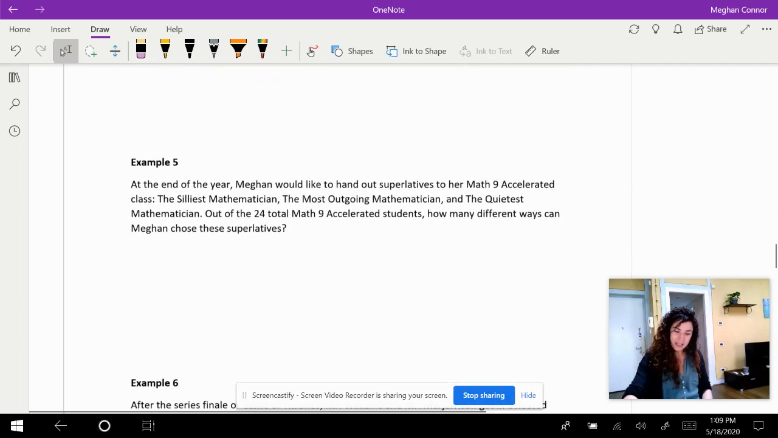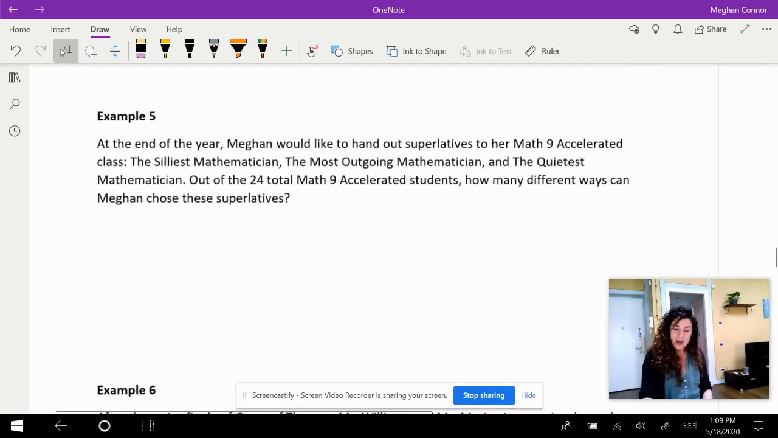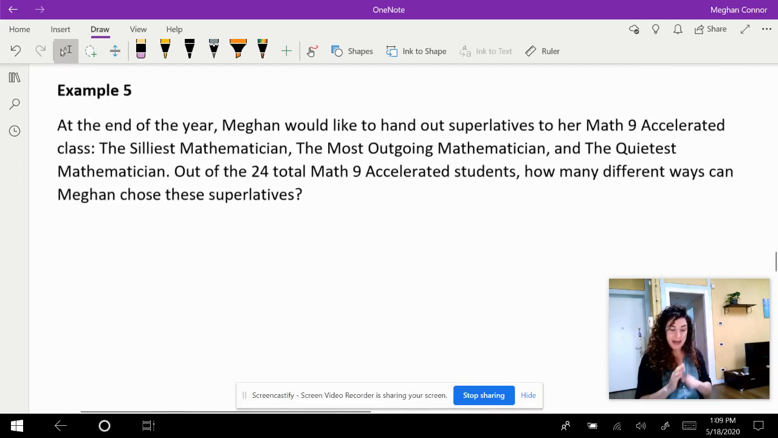Okay. At the end of the year, I would like to hand out superlatives to the Math 9 Accelerated class: the silliest mathematician, the most outgoing mathematician, and the quietest mathematician. Out of the 24 total Math 9 Accelerated students, how many different ways can I choose these superlatives? Now, we're picking 3 people out of the total of 24. So our total number of objects or people we can choose from is 24, but the number of slots that we have are 3. Again, this is not necessarily a ranking of first, second, or third, but they are specific spots that you have to put people in.